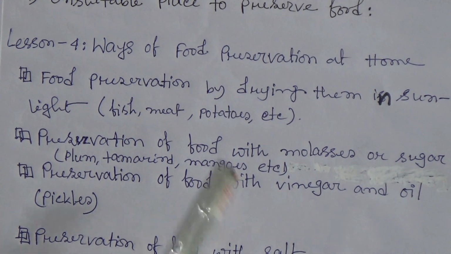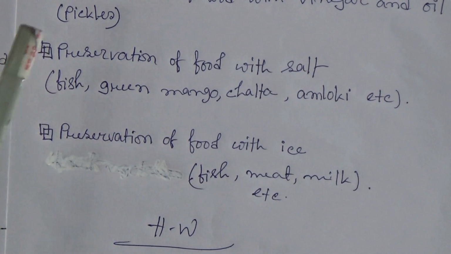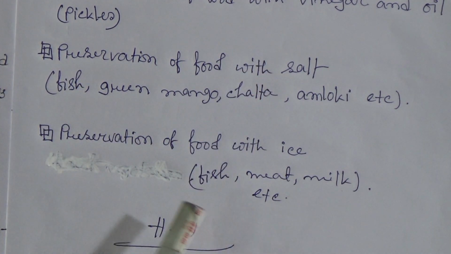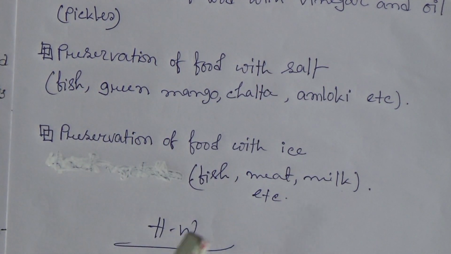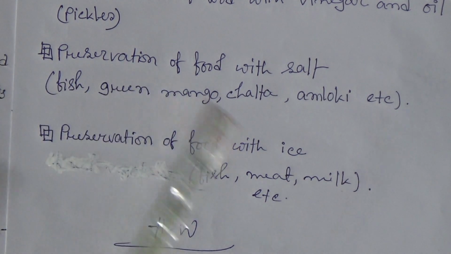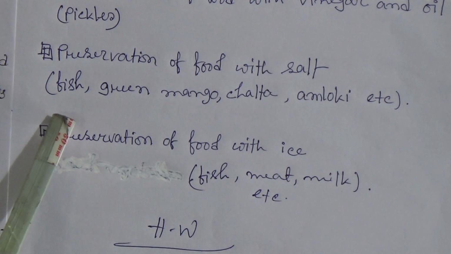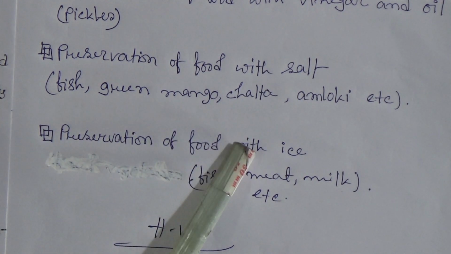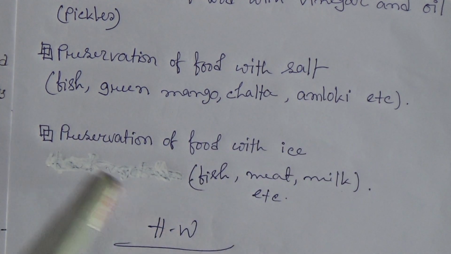Preservation of food with salt. Okay, like there are some foods that we can easily preserve by mixing with salt, like fish, green mango, chalta, amlaki, etc.